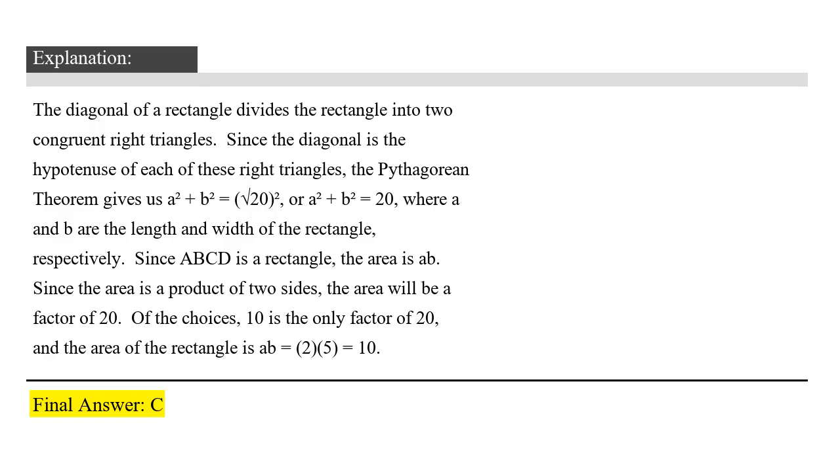Since ABCD is a rectangle, the area is AB. Since the area is a product of two sides, the area will be a factor of 20. Of the choices, 10 is the only factor of 20, and the area of the rectangle is AB = 2 × 5 = 10.